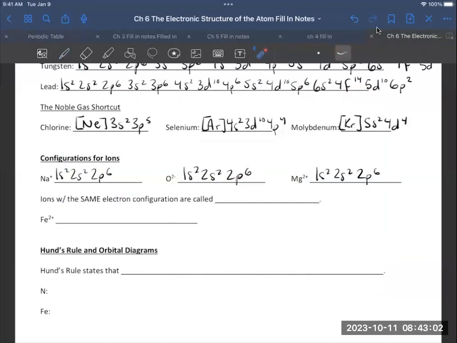Oh my gosh, look at that, guys. All of these match. Ions with the same electron configuration have a name. They are called isoelectronic. I'm going to challenge you right now to come up with 2 more ions that are isoelectronic with neon.